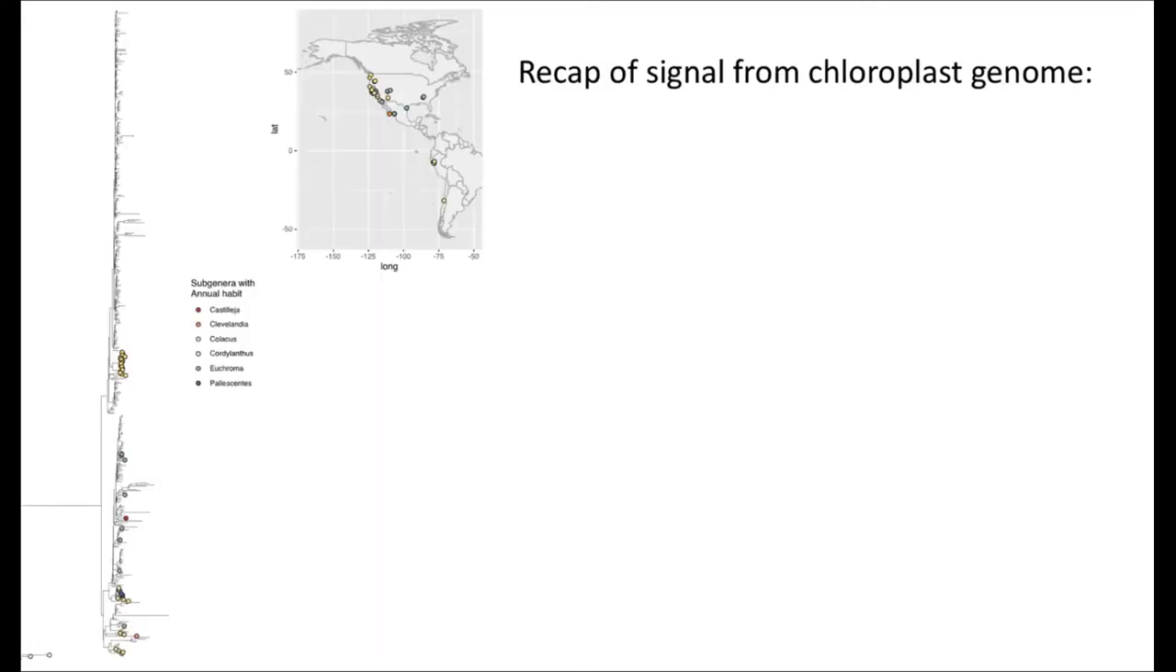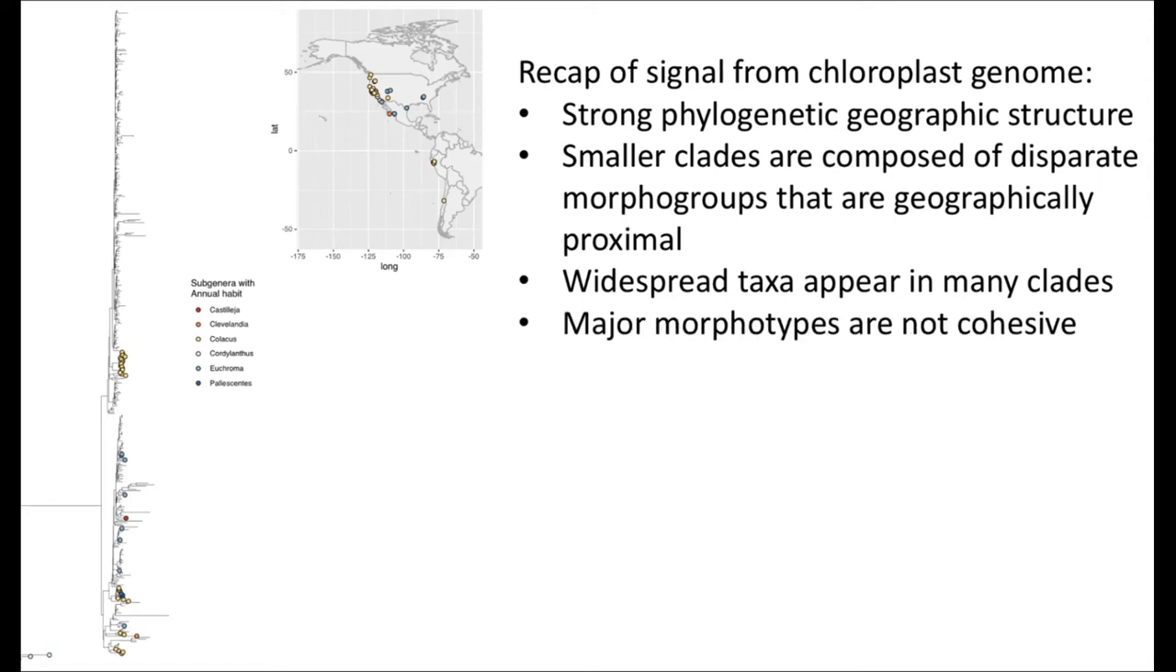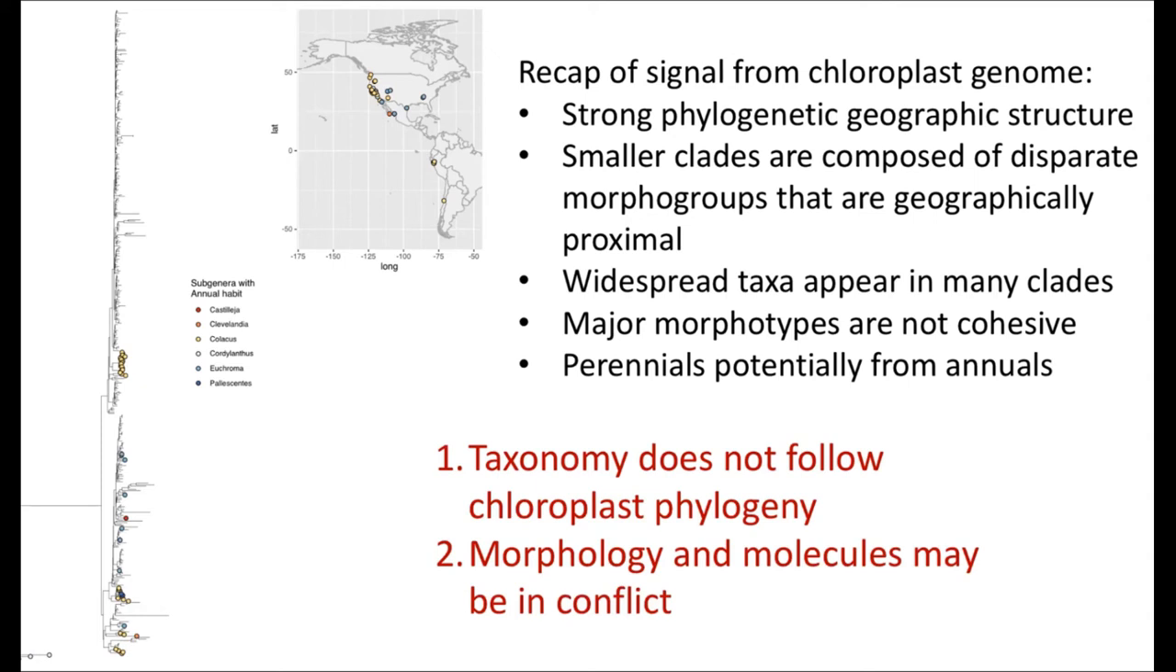Okay, so just a recap of what we're seeing generally from the chloroplast genome. We've got this really incredible, strong phylogenetic geographic structure. We're seeing that smaller clades are composed of really different morpho groups that are relatively close geographically. Widespread taxa appear in many clades across the phylogeny. Major morphotypes appear to not be cohesive, and perennials are potentially derived from an annual background. So our take-home messages here are, number one, taxonomy really doesn't follow chloroplast phylogeny. And number two, there is some suggestion here that morphology and molecules may be very much in conflict.